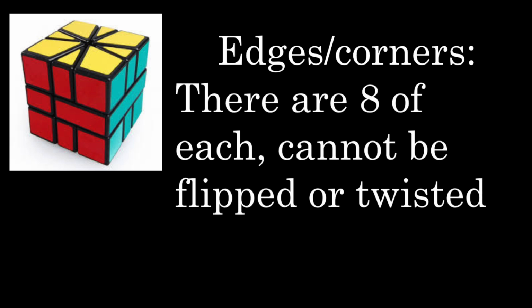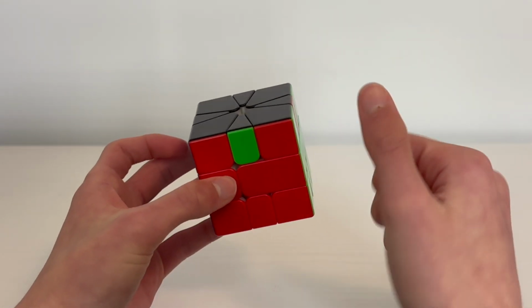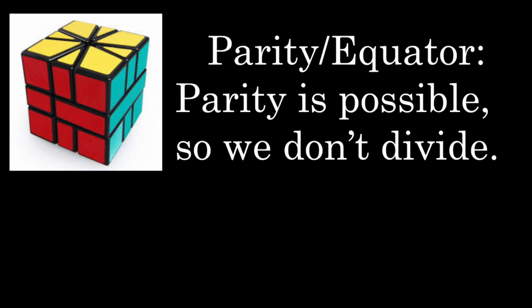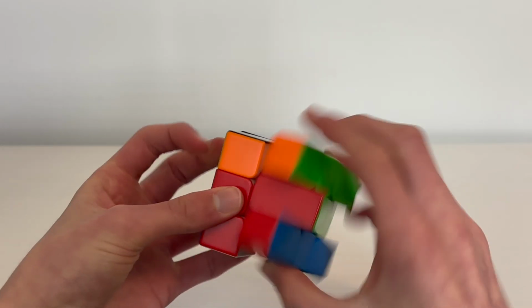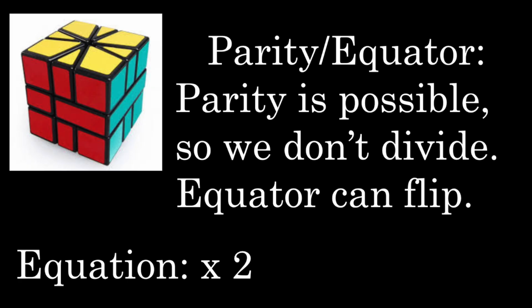There are 8 of each piece, and there is no flipping or twisting, so we get 8 factorial for each, or 8 factorial squared. Parity or 2 swapped edges is possible, so no dividing is necessary here like we've had to at the end of 3x3. The equator, or this middle section here, can be flipped, so we'll multiply by 2 for its 2 possible states. We multiply our 3 terms together for a final product of about 12 trillion.